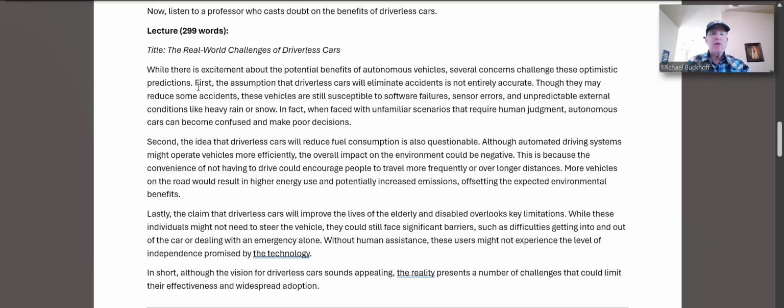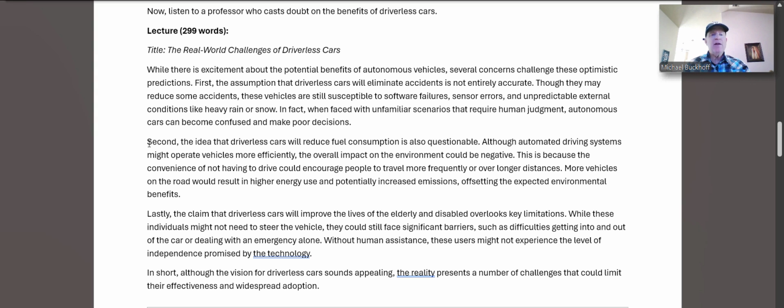Several concerns challenge these optimistic predictions. First, the assumption that driverless cars will eliminate accidents is not entirely accurate. Though they may reduce some accidents, these vehicles are still susceptible to software failures, sensor errors, and unpredictable external conditions like heavy rain or snow. In fact, when faced with unfamiliar scenarios that require human judgment, autonomous cars can become confused and make poor decisions. So you notice how this one kind of casts doubt on the safety issue.